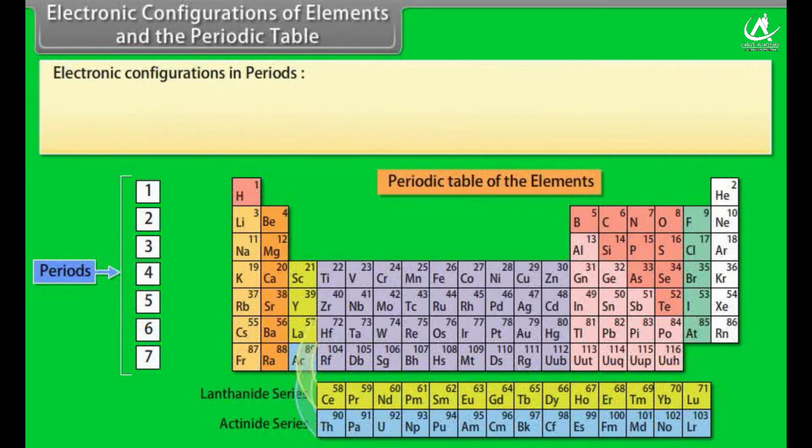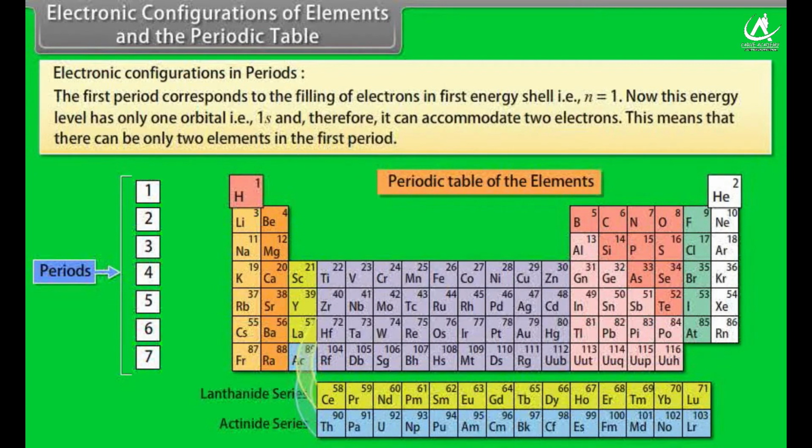Electronic configurations in periods. The first period corresponds to the filling of electrons in the first energy shell, that is, n is equal to 1. Now, this energy level has only one orbital, that is 1s, and therefore it can accommodate 2 electrons. This means that there can be only 2 elements in the first period.